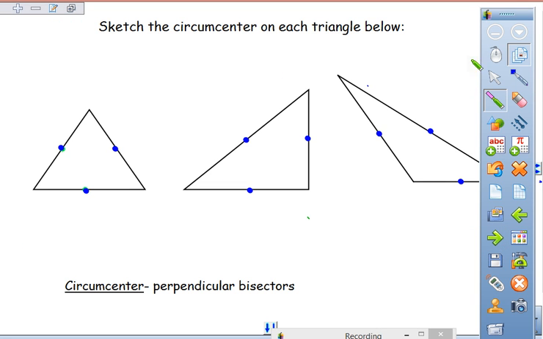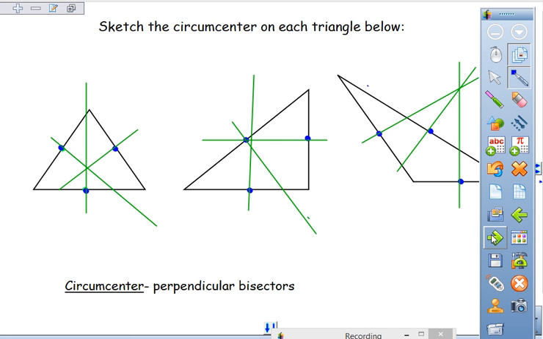So let's sketch some circumcenters. The first thing that I'm going to do is estimate where I think the midpoint on each side of the triangle is. Pause the video if you need more time. Then I'm going to try to draw a perpendicular on that midpoint. So I'm being very careful to draw a right angle.